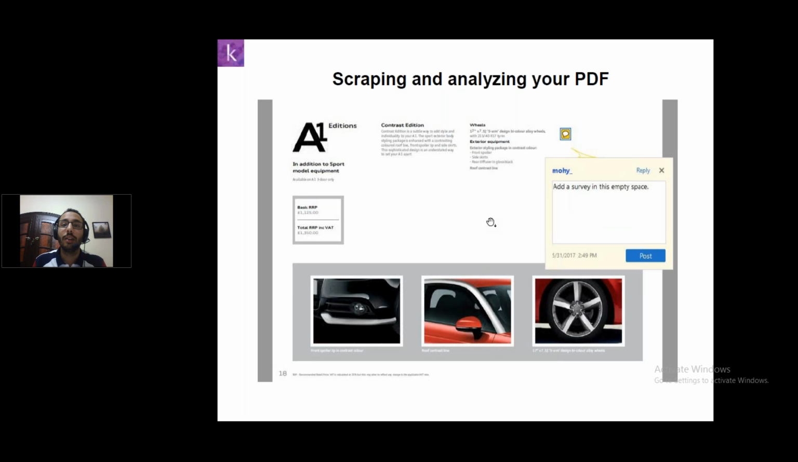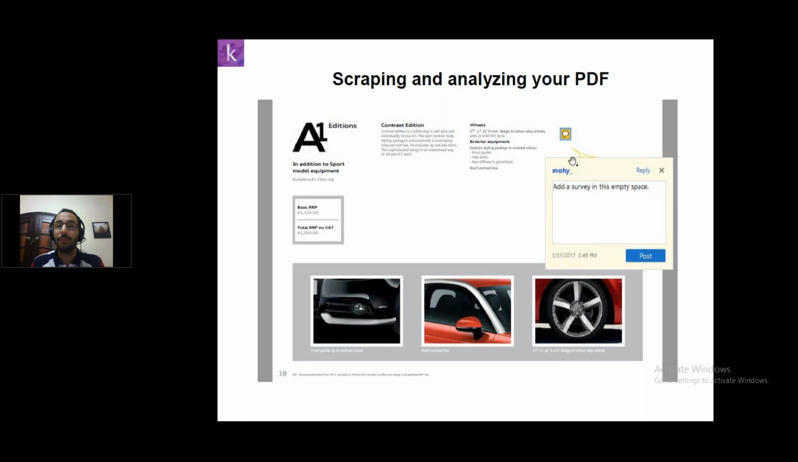Another chapter, I said, why don't I add a survey in this empty space? A questionnaire, true and false questions, multiple choice questions that a user can answer while reading the brochure. So this is basically the first step. You're going to go through the whole PDF and set a plan on which elements you want to convert into interactive elements.